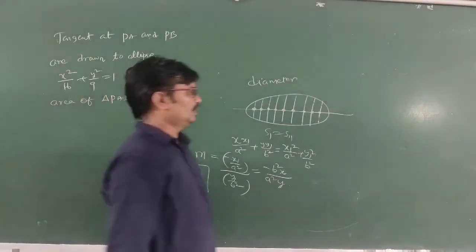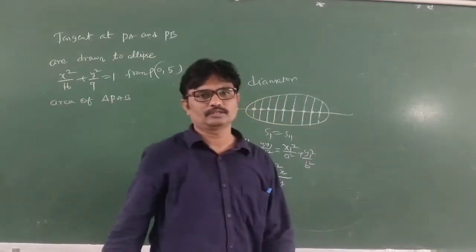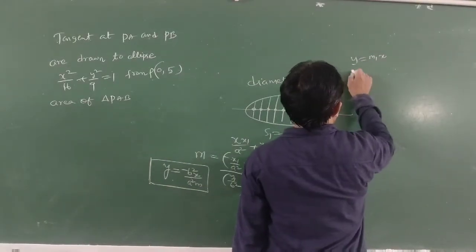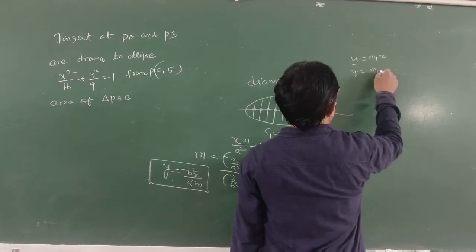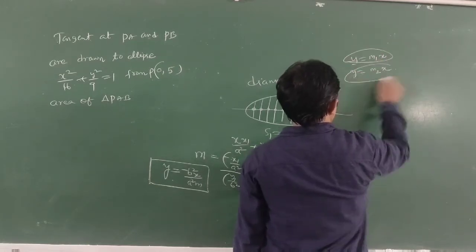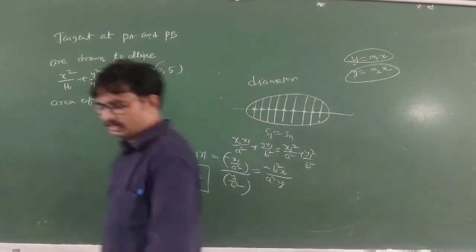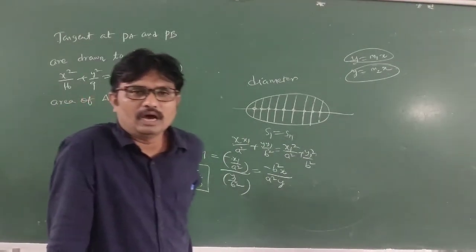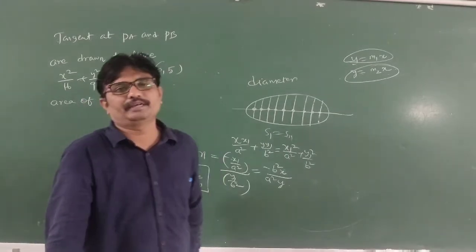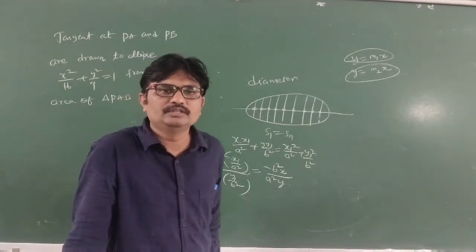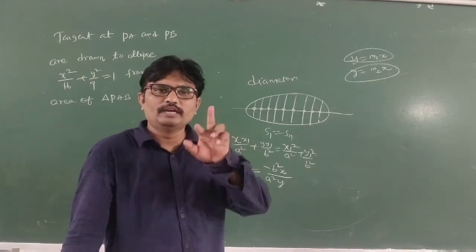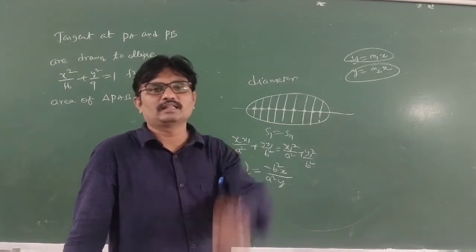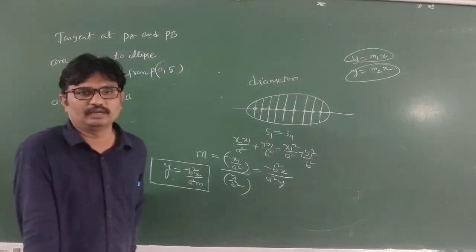So dear students, the conjugate diameters. Here y equal to m1x and y equal to m2x. What is observed? The y equal to m1x and y equal to m2x are called the two conjugate diameters. Conjugate diameters means two diameters are said to be conjugate if each bisects the other one.